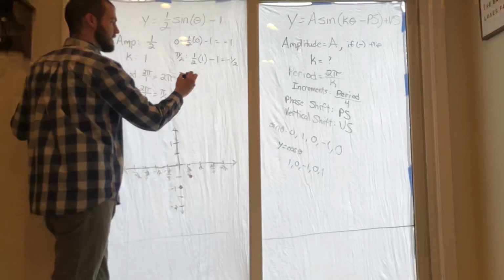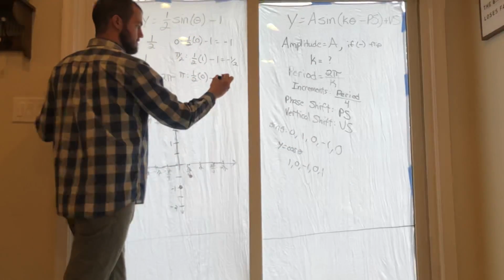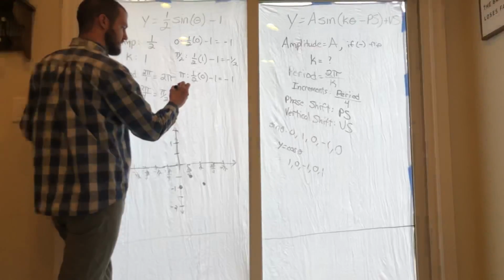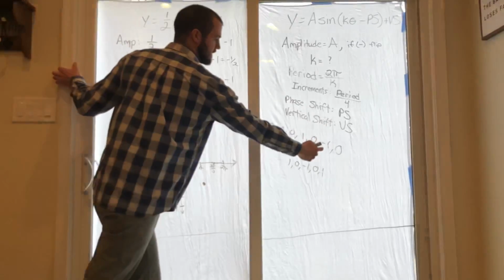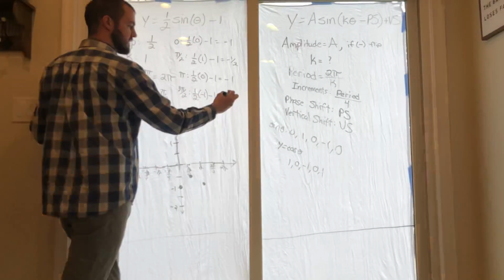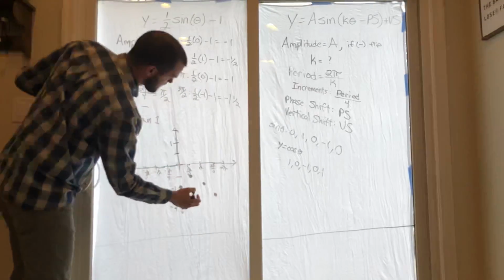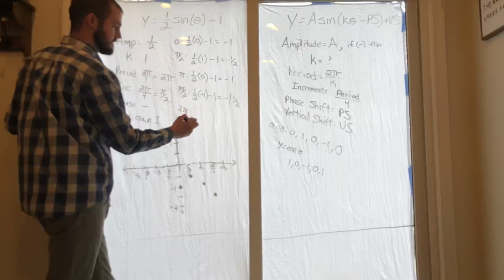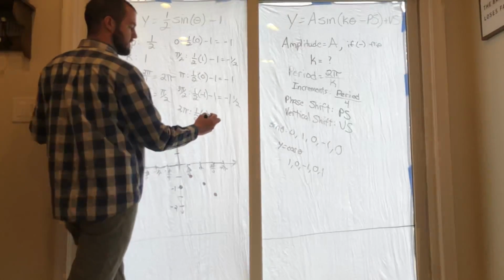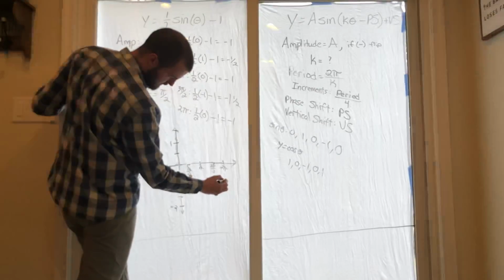Okay, at pi, you got 1/2 times what? 0. Minus 1 is -1, so we're coming back. 3 pi over 2. What do we got? -1. So it's 1/2 times -1 minus 1, which would be -1.5. Okay, so that's going to be down here. And at 2 pi, again, we're back to 0. So it's 1/2 times 0 minus 1 will give you -1. Okay, and there you go.